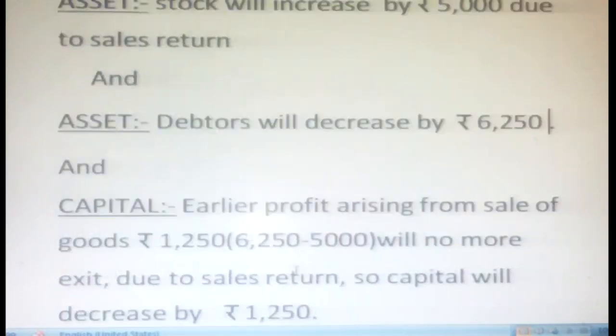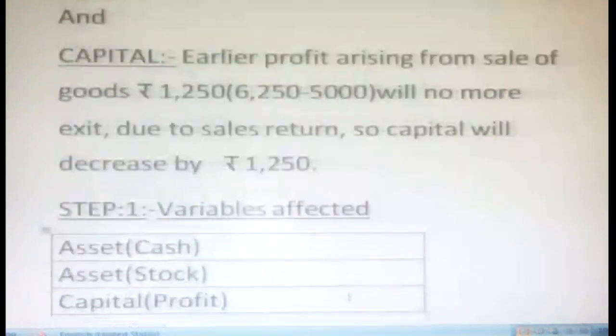And the third one, capital. Earlier the profit arising from sale of goods, isn't it? So 6,250 we sold. Then what is the cost of the stock? 5,000. So naturally 1,250 will no more exist due to sales return. So capital will decrease by 1,250. Earlier we showed it as a profit, now it is going to reduce.